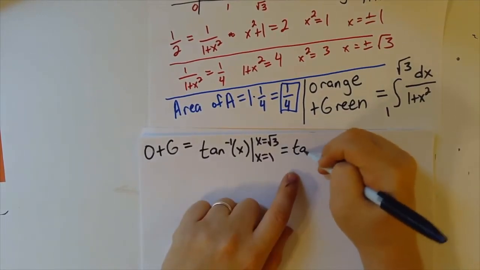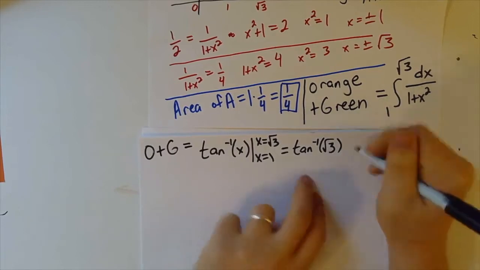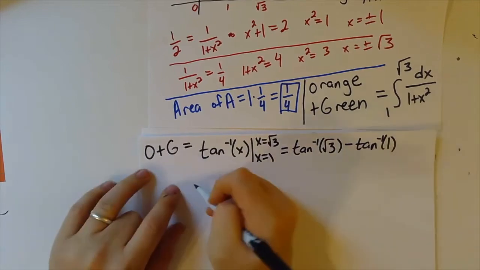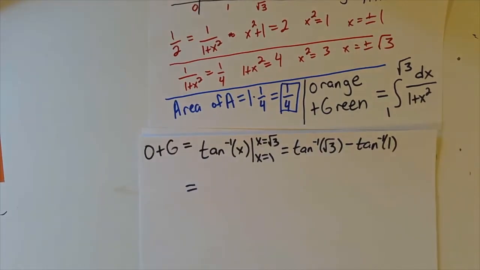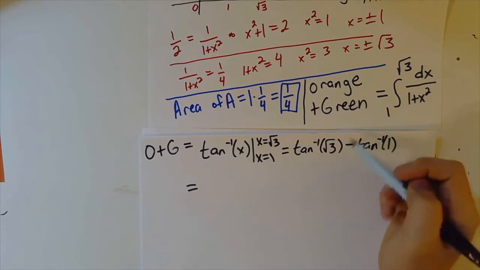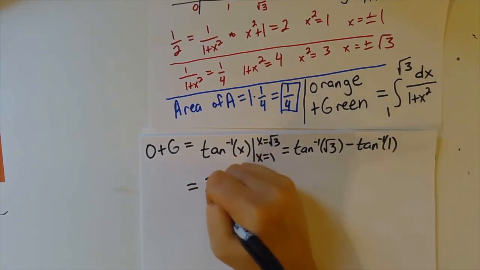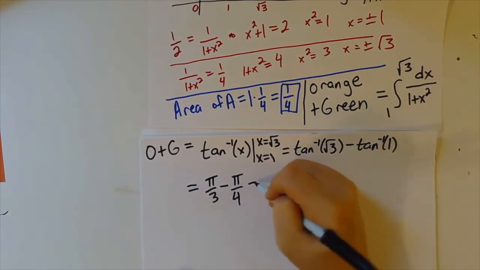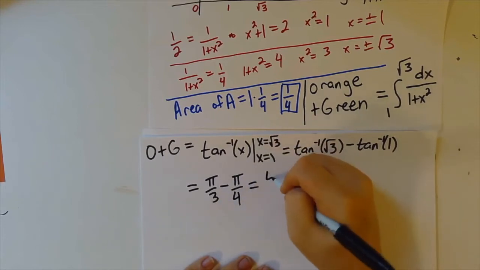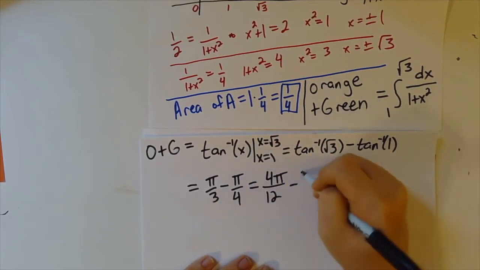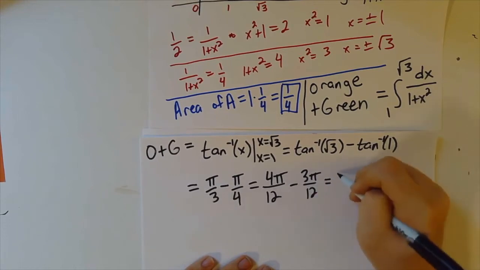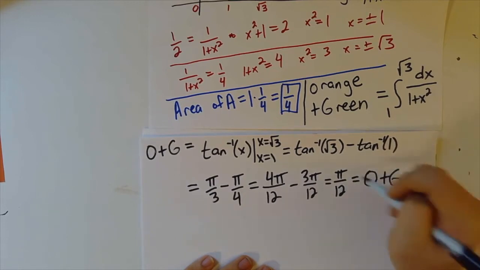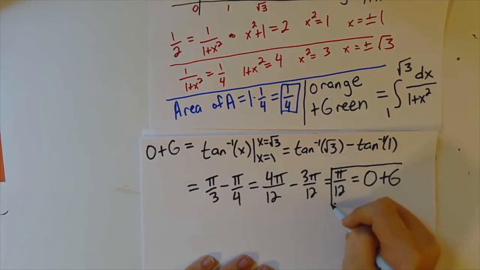And so this is inverse tangent of square root of 3 minus inverse tangent of 1. And these are both things that I have to look up from my unit circle, but this one works out to be pi over 3 minus, and this one's pi over 4. Okay, so if I put these both over 12, that's 4 pi over 12 minus 3 pi over 12. It's just pi over 12. Okay, so that is, I'll remind you, the orange plus the green area is pi over 12.